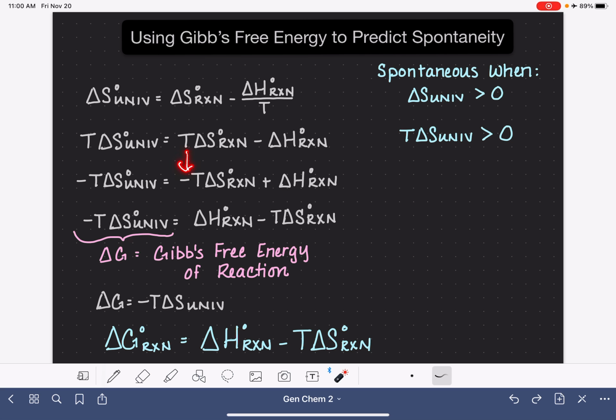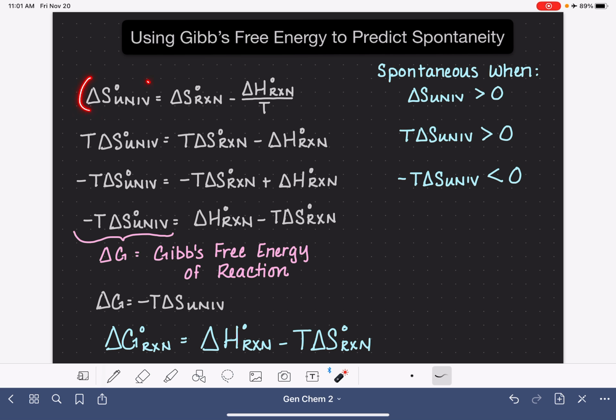Now in this next step, algebraically, when we put this negative sign in front of it, we actually changed the conditions of the left-hand side. So putting that negative sign in front, negative T delta S of the universe, in order for a process to be spontaneous, this number needs to be less than 0, or a negative number. Let's think about that a little bit more specifically.